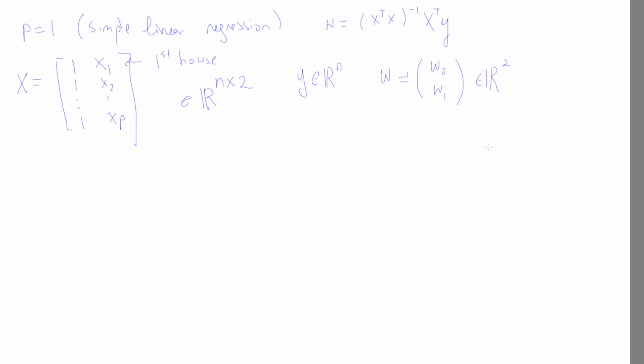What I'm trying to do here is show you that this equation is going to give you exactly the same answer as what we did before in the simple linear regression, because this is the p equals 1 case. So let's just compute this value. First step: what is x transpose x?